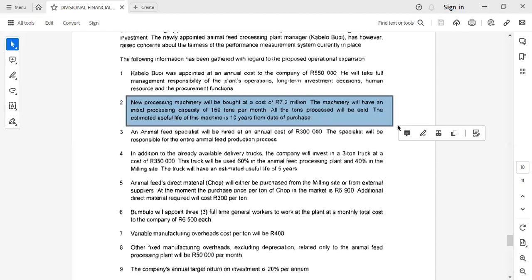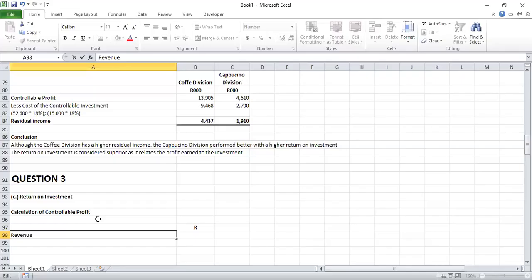So it's 150 tons per month, so we should be very careful. So we would say 150 times 12, because the 150 is per month. So to find the annual, we'll multiply by 12. Then we'll multiply by the price per ton, which is 9,900. What do we get? $17,820,000.